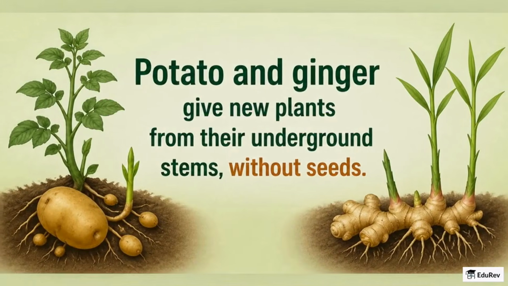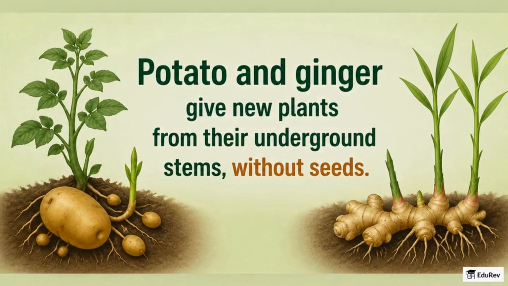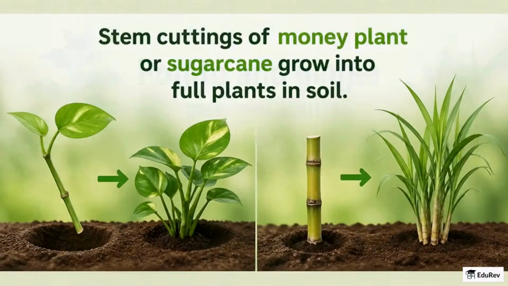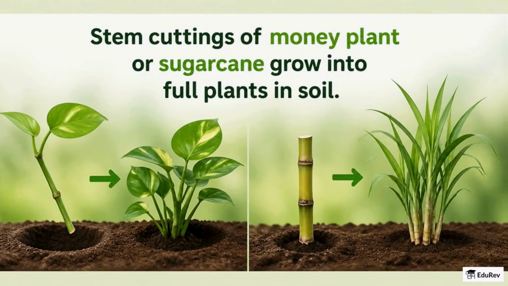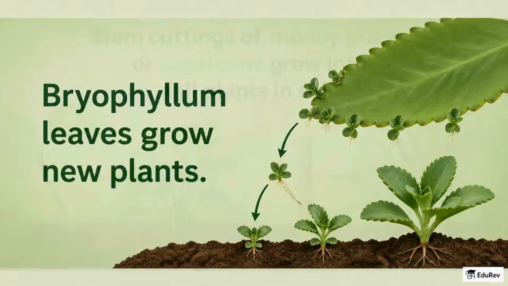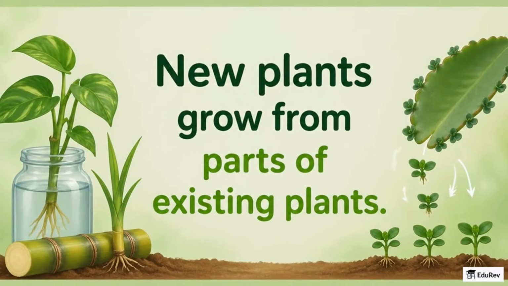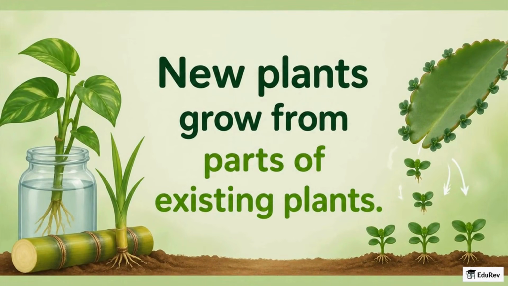Potato and ginger give new plants from their underground stems without seeds. Stem cuttings of money plant or sugarcane grow into full plants when planted in soil. Leaves of bryophyllum make tiny plantlets that fall and grow into new plants. We call these examples vegetative propagation because new plants come from growing parts.